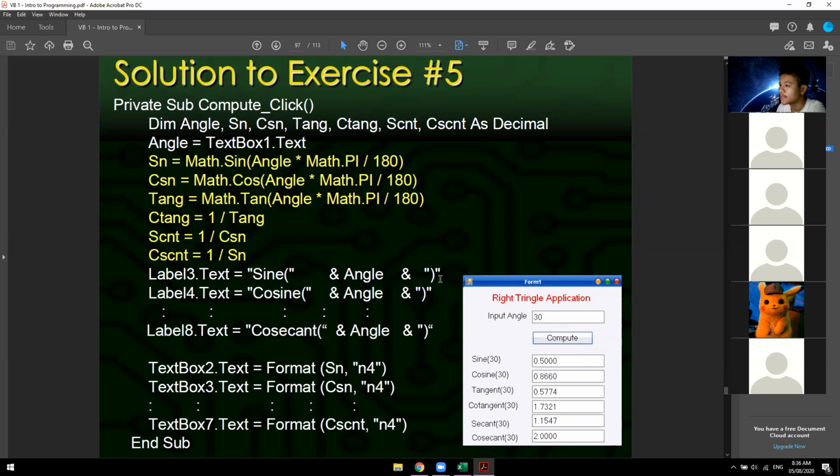Okay? And then, pwede kayo magdagdag dito sa result mismo. So, dagdag lang kayo sa text box 1. Another tab na lang. Or another line na lang dito. So, text box 1.text is equal to, kunin niyo yung result, which is this one. Itong SN. And then, concatenate nyo. And then, double quotation for string. And then, lagay nyo degrees. So, meron na kayong angle dito and then 0.5000 degrees.